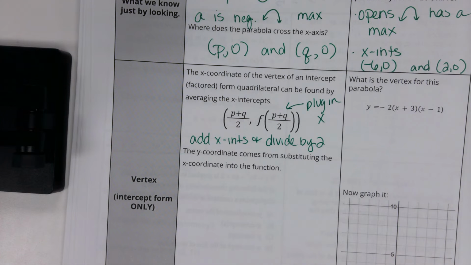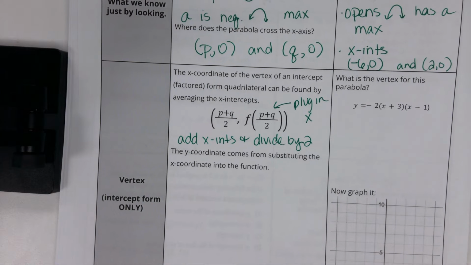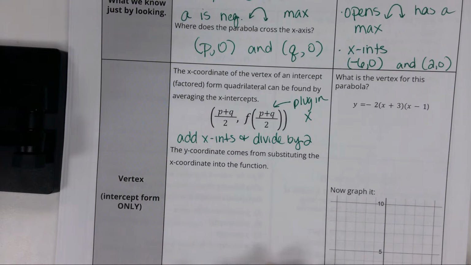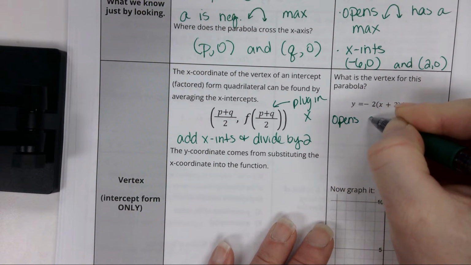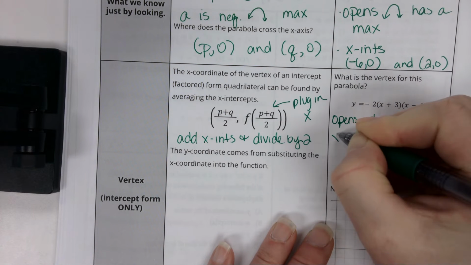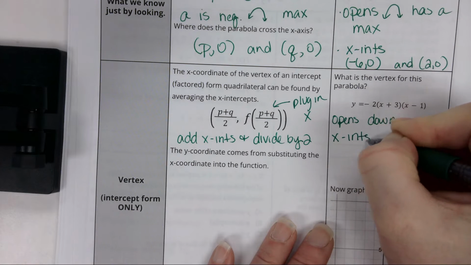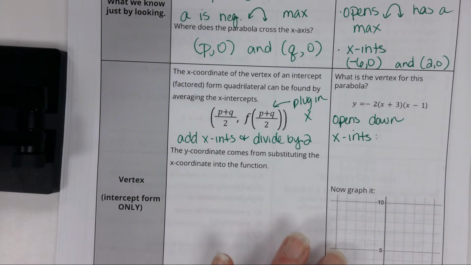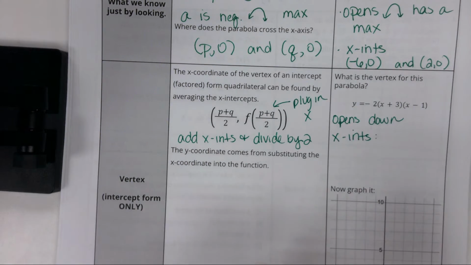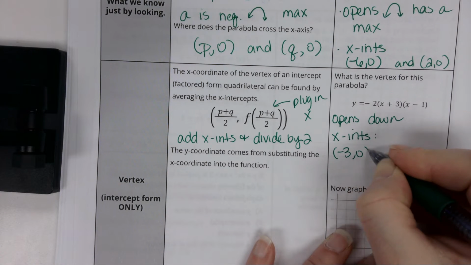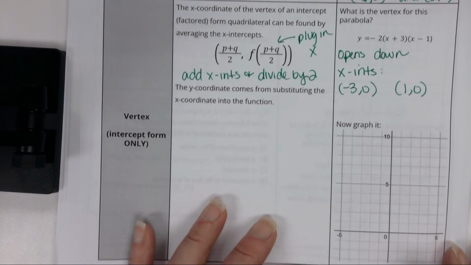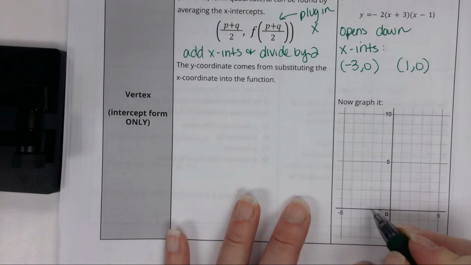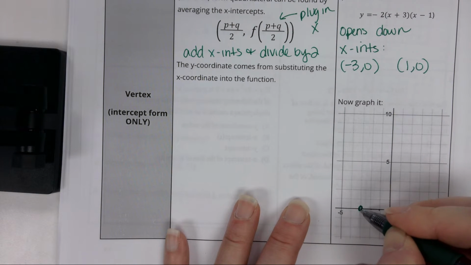So, let's do this one. New one. Tell me what you know. Opens down. Tell me the x-ints. x-intercepts. 3 and -1. Remember, liar, liar, liar. -3 and positive 1. -3, 0, and 1, 0. So I'm going to go ahead and plot -3, 0 right here.